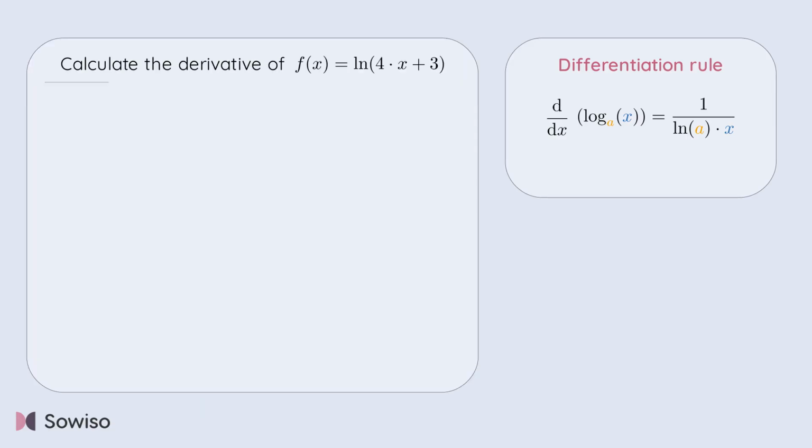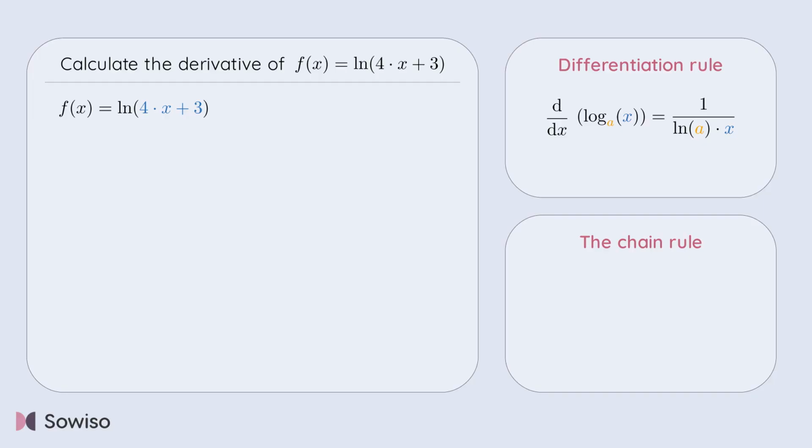Let us now consider a function that is not just the logarithm of x and calculate the derivative of f of x equals the natural logarithm of 4 times x plus 3. Recall the natural logarithm is the logarithm of base e. We need to apply the chain rule to the logarithmic function.